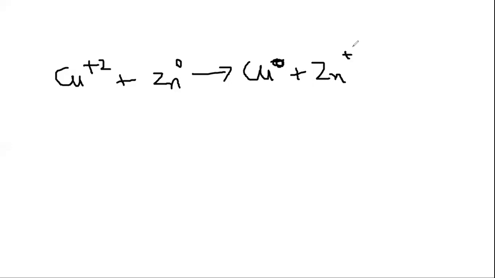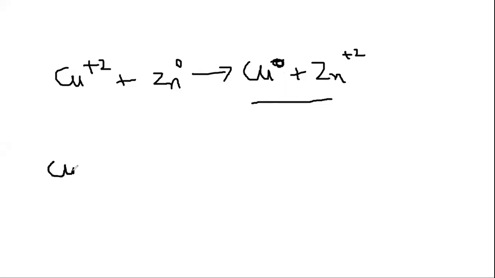There are two options: copper plus 2, zinc plus 2... sorry. Copper is going to react with the zinc in the zero oxidation state, and this is going to form copper in the zero oxidation state plus zinc in the plus 2 state. And the next option will be the reverse of this one, when these are the reactants.